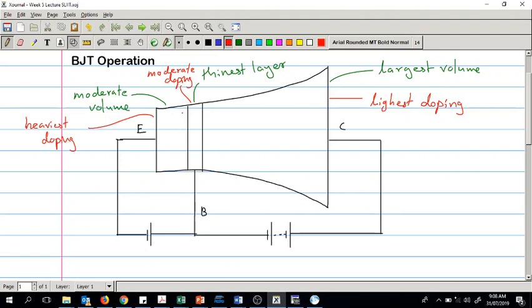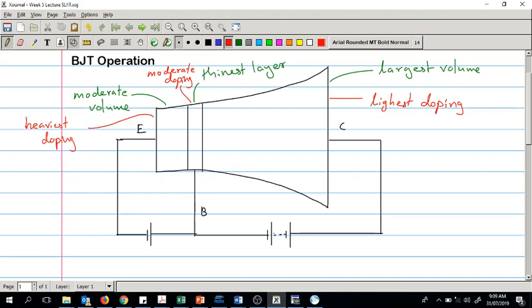Now, why do we need the emitter to have the heaviest doping? You know that this is forward biased. The larger the doping concentration, the smaller the resistance is. The larger the doping concentration, the more the number of extrinsic or majority charge carriers, so the higher the conduction is. To satisfy that, we need a heavier doping in here. Now the other case is we have a lighter doping here. The doping concentration on this side is larger than that.